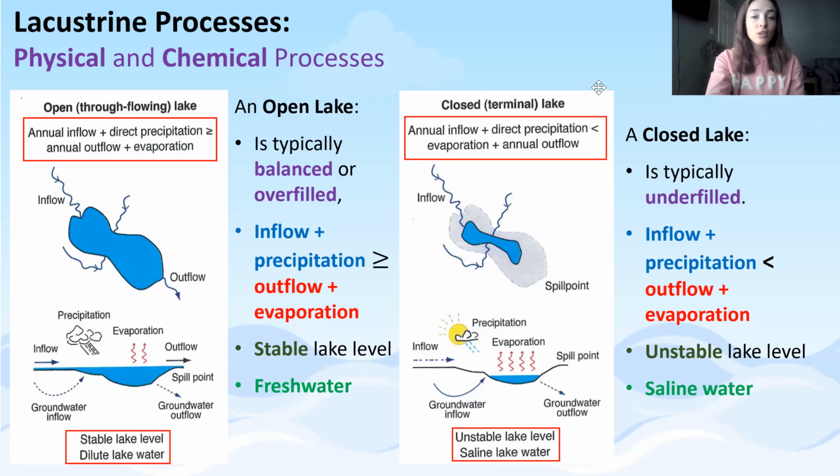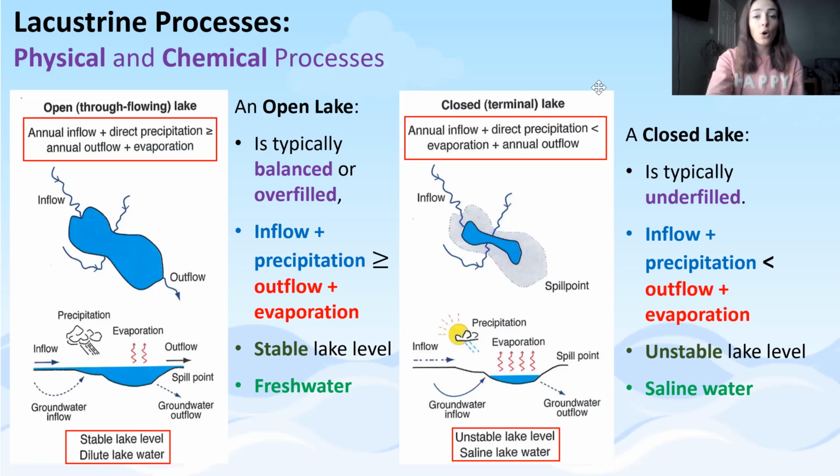And this is because closed lakes are defined by their input being less than their output. So the outflow plus evaporation is greater than the inflow and precipitation, causing the evaporation of fresh water and leaving behind minerals that precipitated out of solution upon evaporation. And this leaves a really salty lake.